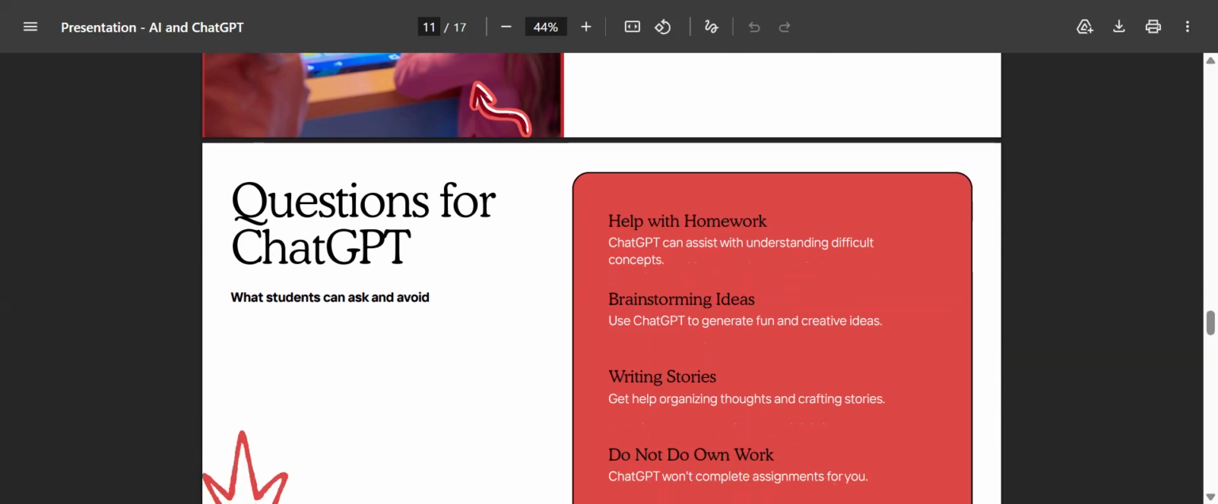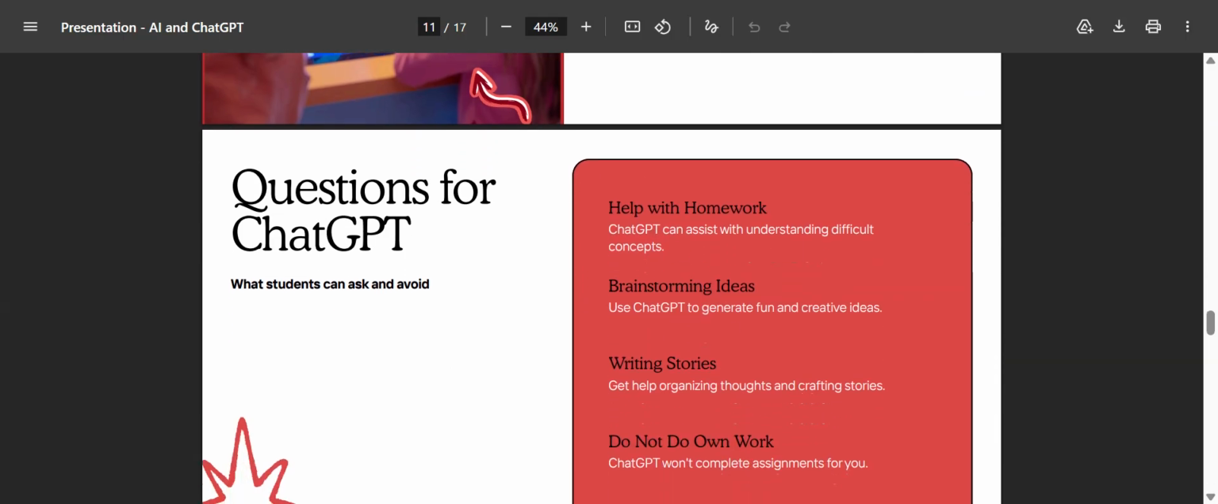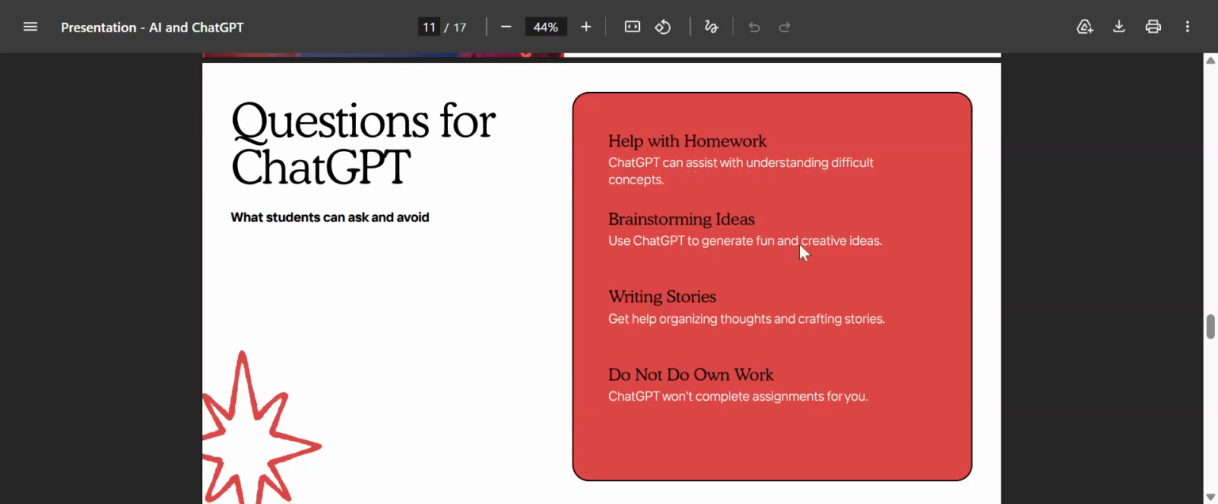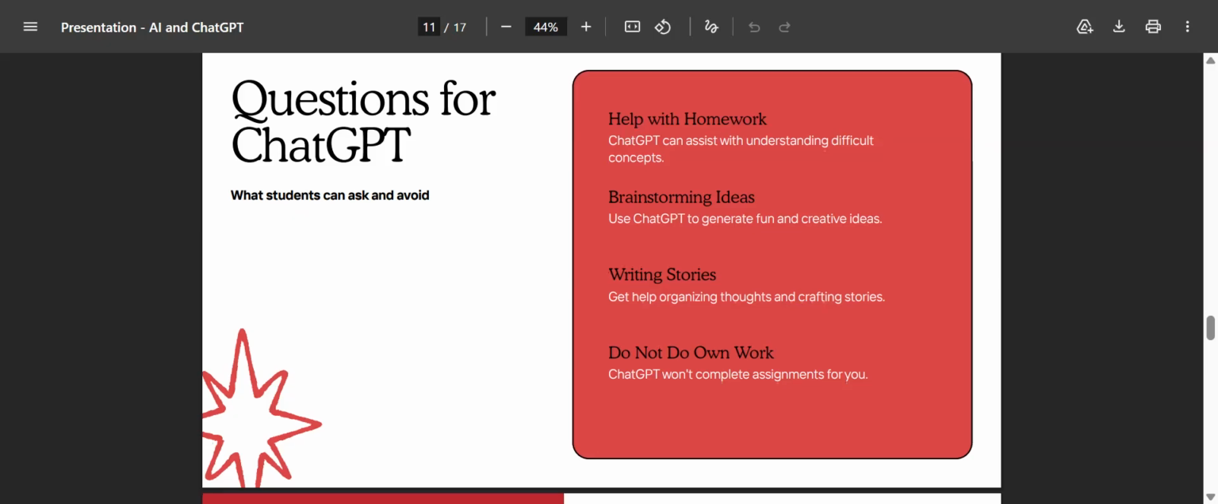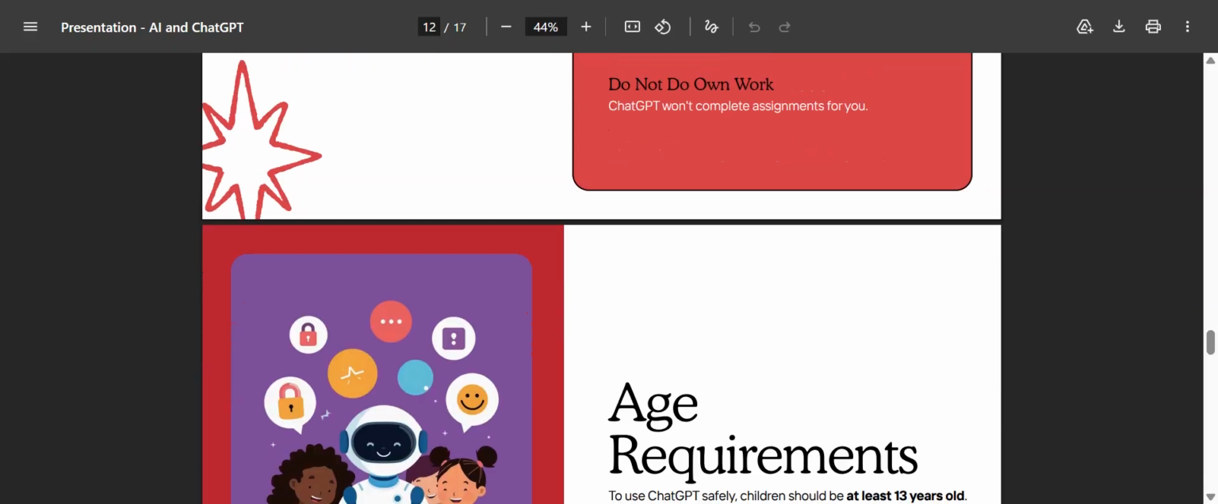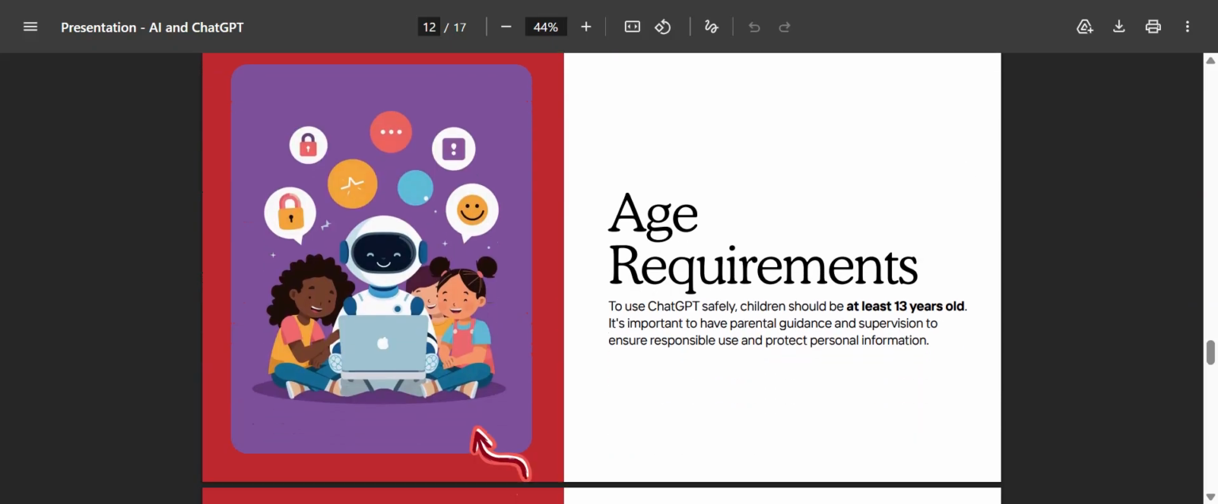So, questions for Chat. Chat helps with homework. ChatGPT can assist with understanding difficult concepts. Brainstorming ideas: use ChatGPT to generate fun and creative ideas. Writing stories: get help organizing thoughts and crafting stories. Do not do your homework, that means that Chat won't complete your assignment for you. Make sure that as a student you're using Chat to do your assignment. Make sure you go over it again to be sure that you have the correct details, because ChatGPT can definitely make mistakes sometimes.